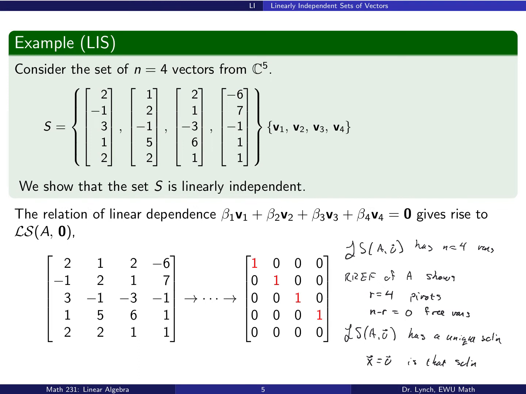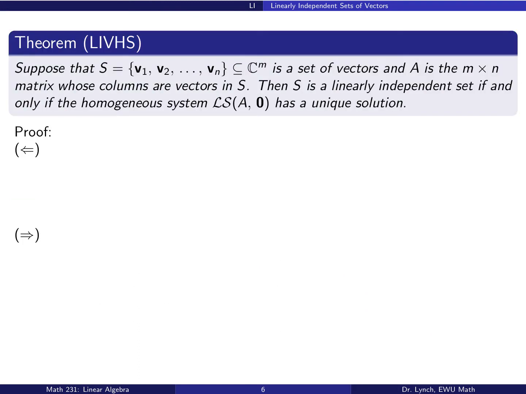When we say always, there's a theorem. Here's the theorem. Suppose S is a set of vectors and that A is the m by n matrix whose columns are those vectors. S is linearly independent if and only if the homogeneous system has a unique solution. Okay, so we'll go ahead and walk through the proof of this.